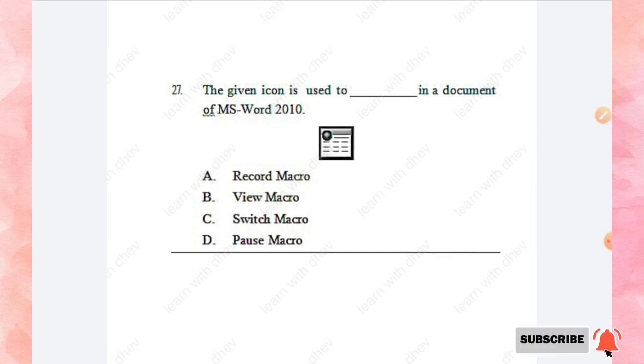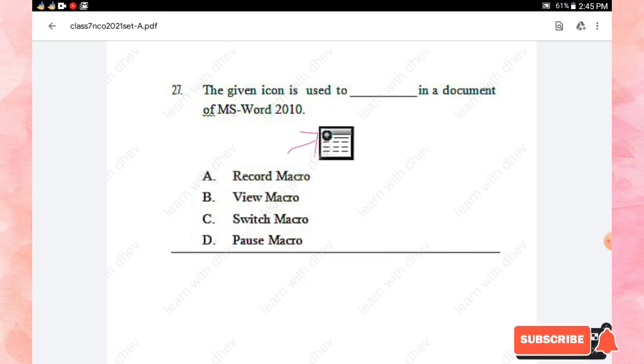Question number 27. The Q1 icon is used to dash in a document of MS Word 2010. Record macro, view macro, switch macro and pass macro. So this icon represents, it's option A, record macro.